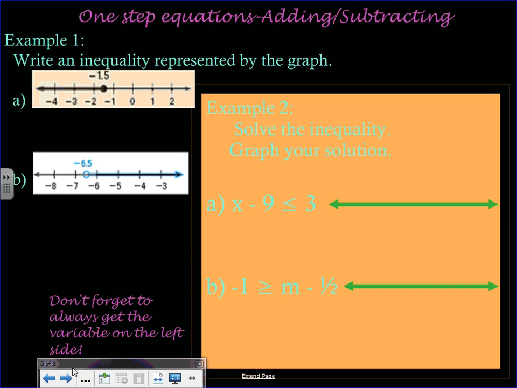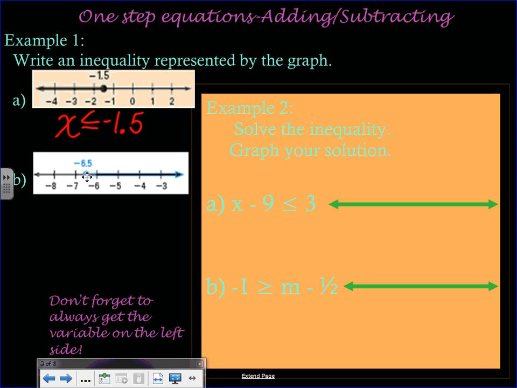All right, one-step equations. Let's first look at writing a few inequalities if we are given a graph. Example 1 on A, let's go ahead and look at the dot. It's a filled-in dot, so that means that we're going to have an equal sign underneath our inequality. The inequality is pointing to the left. If it's pointing to the left, that means that it's going to be a less than as well. All right, so let's go ahead and just choose a variable. Let's choose x. And then, again, I said it's filled in, and it's less than. So we're going to do less than or equal to. And then we just write the number that the dot is on.